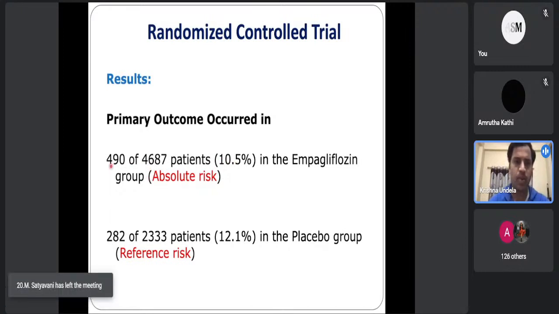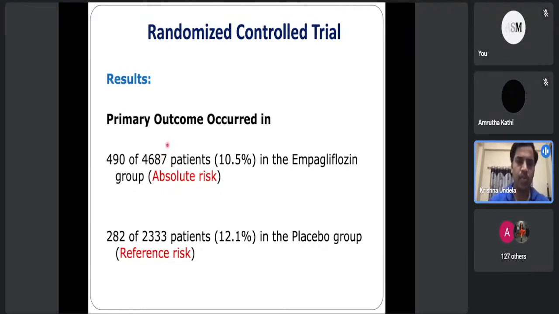So 490 got the primary outcome, that is any one of the previous outcomes I showed you in the previous slide. Out of 4,687 patients, around 10.5% got the outcome, and that is what we call the absolute risk. We have one more group, the placebo group. In the placebo group we have a total of 2,333 patients, and 282 of them got the primary outcome, around 12.1 percent, and we can call it the reference risk. It's very simple information.